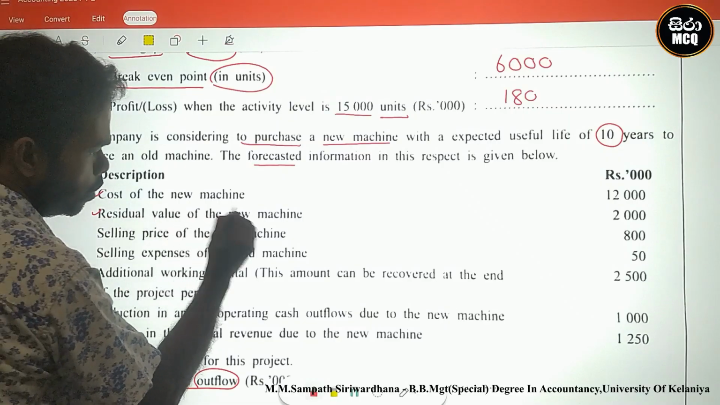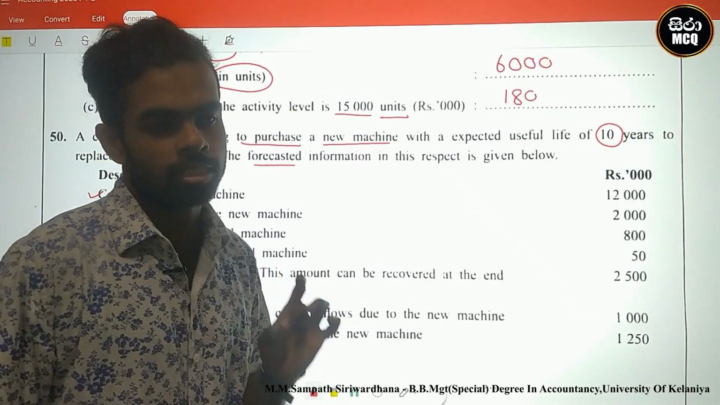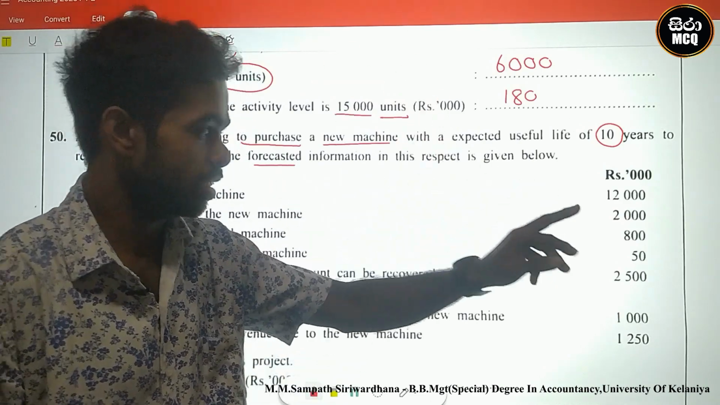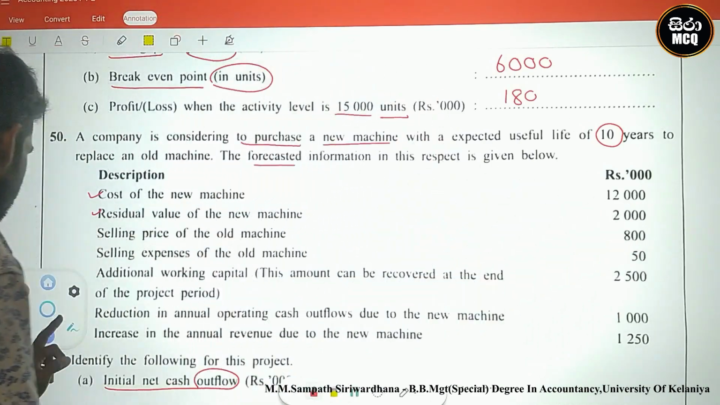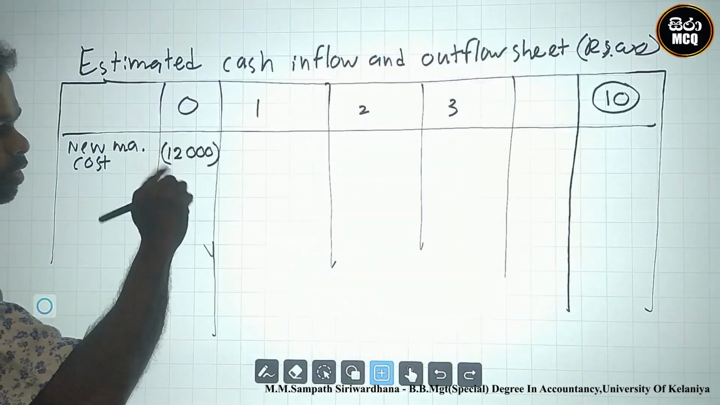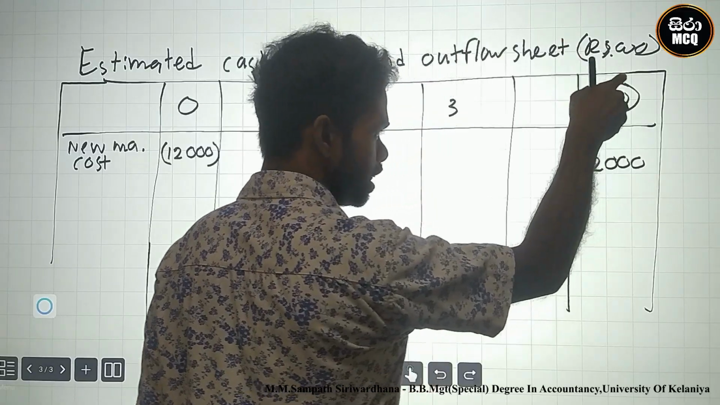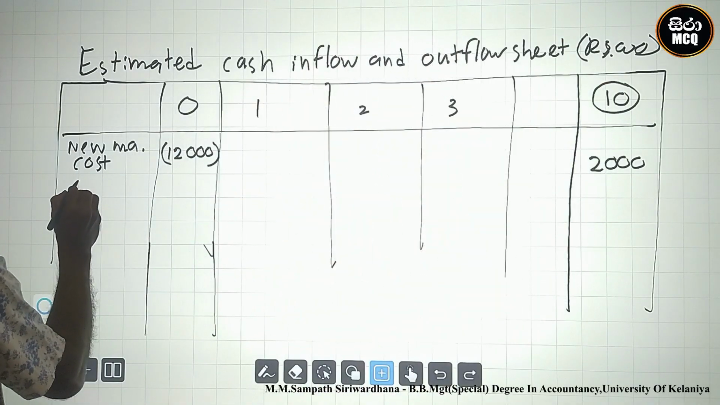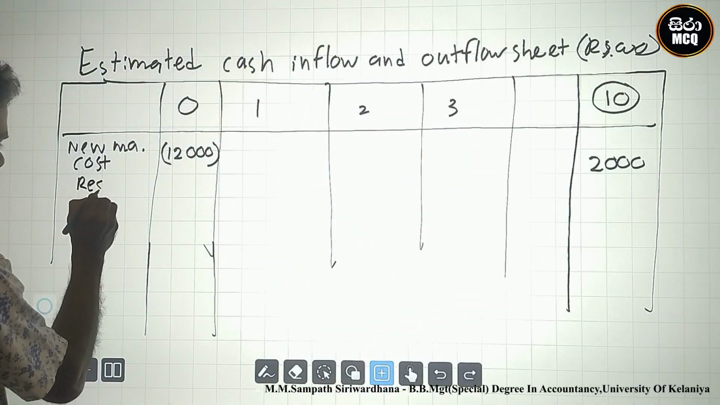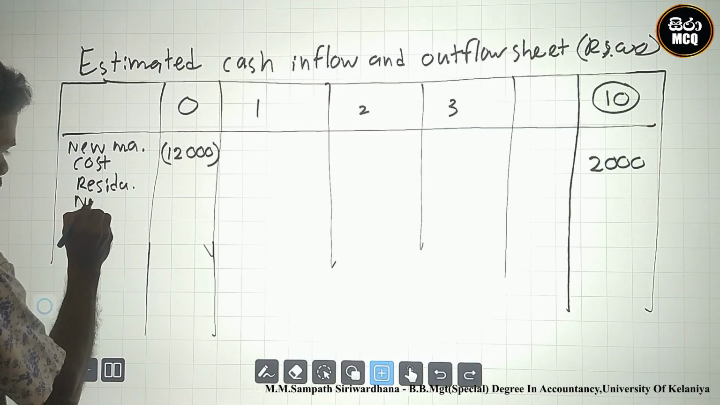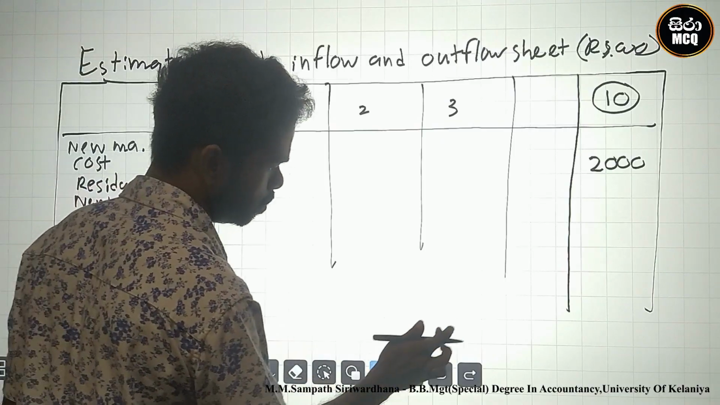Okay, next one, the residual value of the new machine. The residual value is a cash inflow of the last year, 2,000. Therefore, the residual value of the new machine is a cash inflow in the last year. Last year means the 10th year. This is the residual value of the new machine.